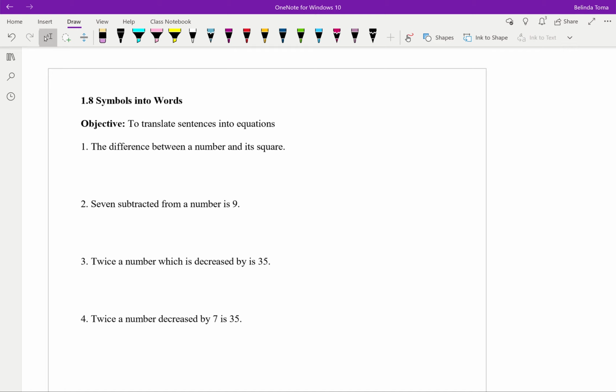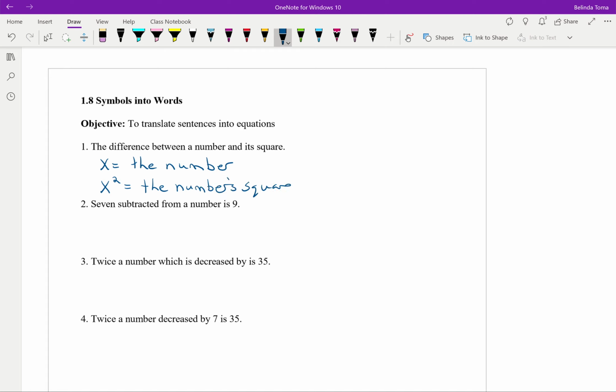Video of section 1.8 of the Green Book, Symbols into Words. So in the first few questions, we're simply going to translate, and I'm going to use X for the number. And we have something new here. We're going to be talking about its square. So we want to know that that's X to the second power when we have the number's square.